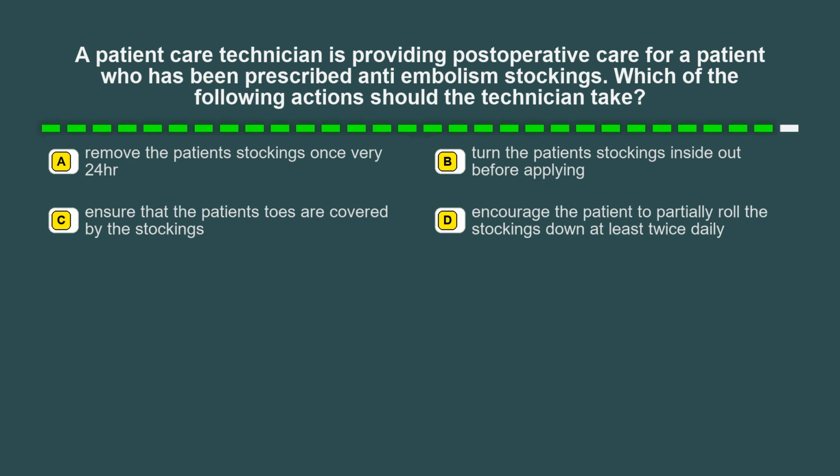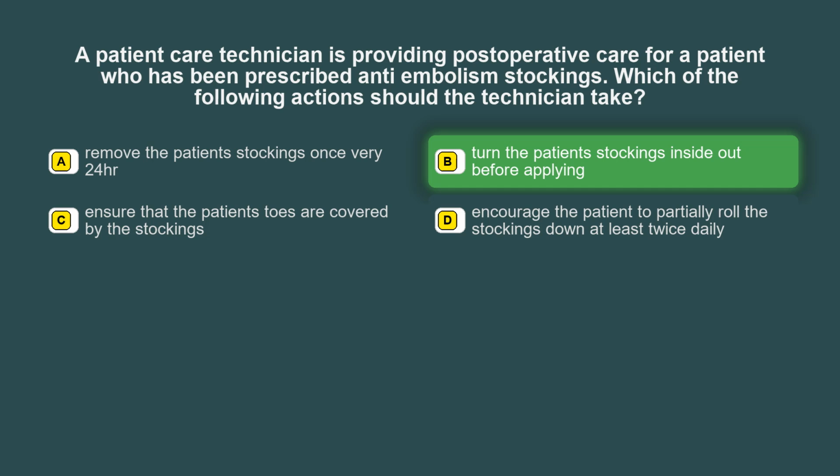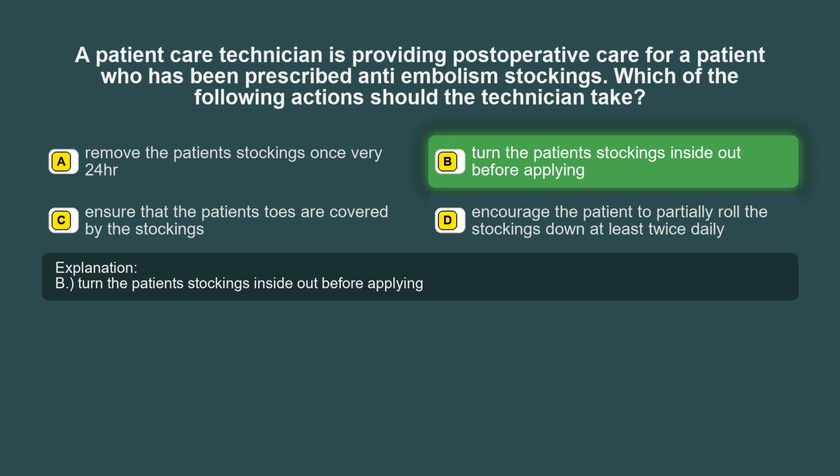Question 11. A patient care technician is providing postoperative care for a patient who has been prescribed anti-embolism stockings. Which of the following actions should the technician take? Option A, remove the patient's stockings once every 24 hours. Option B, turn the patient's stockings inside out before applying. Option C, ensure that the patient's toes are covered by the stockings. Option D, encourage the patient to partially roll the stockings down at least twice daily. The correct answer is option B, turn the patient's stockings inside out before applying.